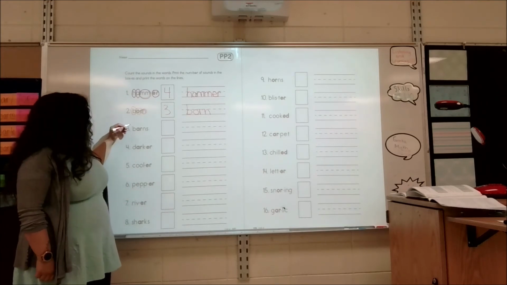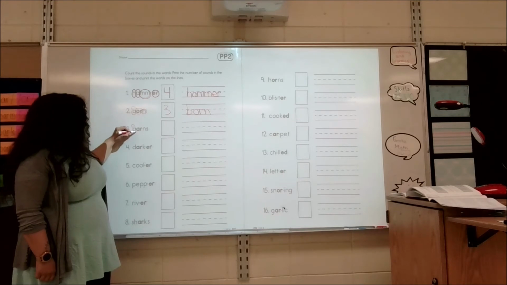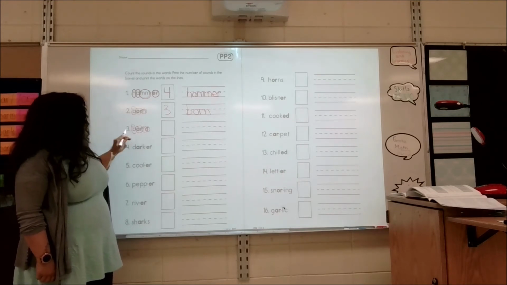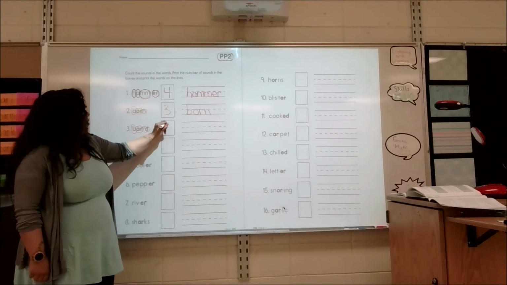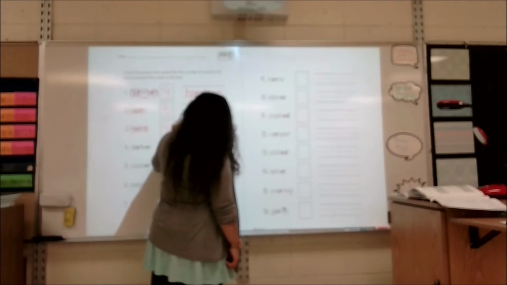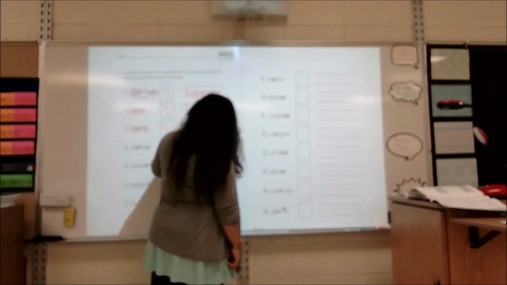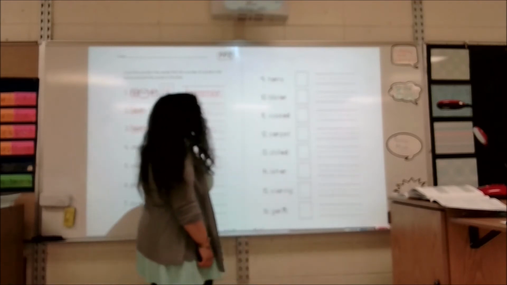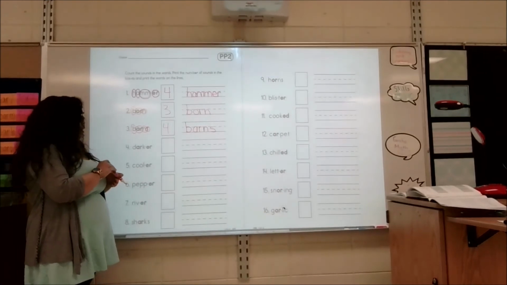Good. So, barns. Barns has 4 sounds. Let's write the word barns. This time, tell me the letter names to spell it. B-A-R-N-S. Barns. Good job. Let's keep going.